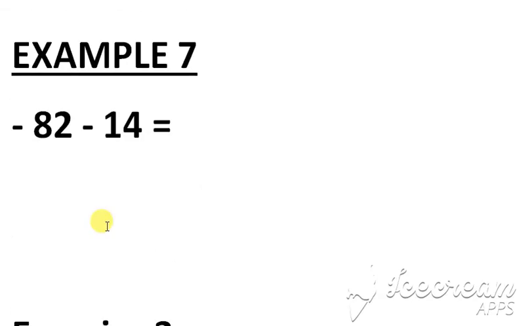So let's look at example 7. This is also negative, negative. So your final answer will also be what? Negative. You just add up the two numbers. This is 82 and 14. So 82 and 14 is going to be 96. I hope it's clear.